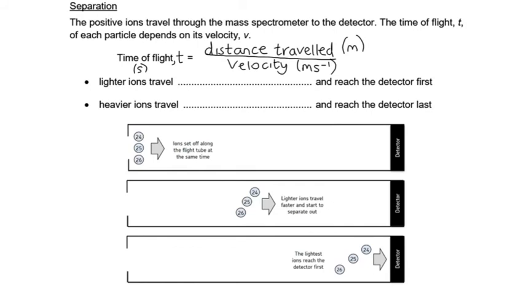So we quite logically know that lighter ions will travel faster, and heavier ions will travel slower. And so the lighter ions will reach the detector first. That is going to be our separation phase. The lighter ones are going to go faster, the heavier ones are going to go slower, and this is how this machine is able to detect things from their mass.